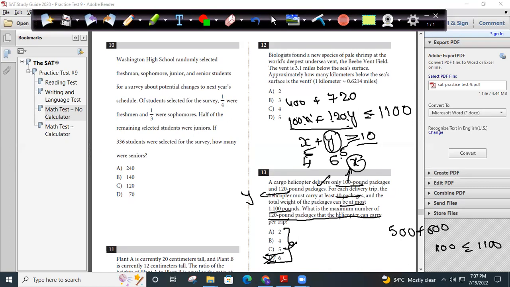Now I'll go for 5. If I carry 5 bags of 120 pounds, I also need to carry 5 bags of 100 pounds because minimum I need to carry is 10 bags. 5 into 100 plus 5 into 120, 1100 is satisfying. I'll do it without pen and paper in seconds here. Once you form an equation, you have a brain, you can do it. See how simple this question is.